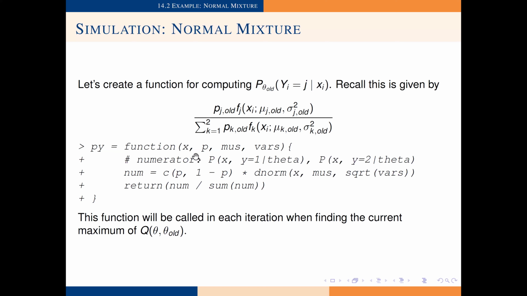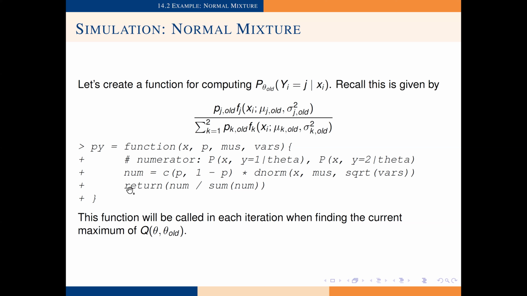So this function actually performs this. It takes inputs of x. P is the last iteration's mixing proportion. Mu's and vars are the last iteration's means and standard deviations, so the old guys. To find the numerator, what we can do is essentially have the P times the corresponding normal density for the two classes. So if you do a vector of the P for class 1 and the P, which is essentially 1 minus P, for class 2, times the dnorm, the normal density, evaluated at x, but with two possible mu's and two possible standard deviations for the two classes.